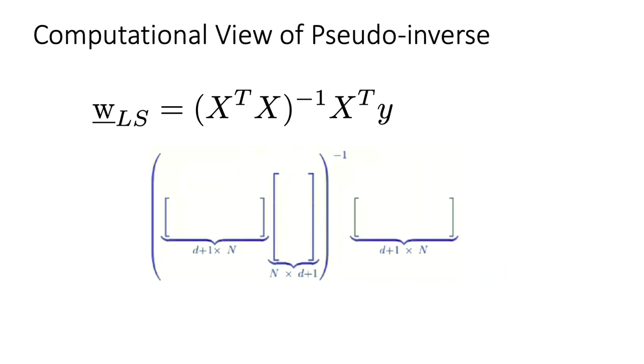Okay. So now, the solution for your w, the w least square, was your inverse matrix multiplied by your labels. So you remember that this one, X transpose, was having a D plus 1 multiply N, right? Your X was the other way around, N multiply D plus 1.